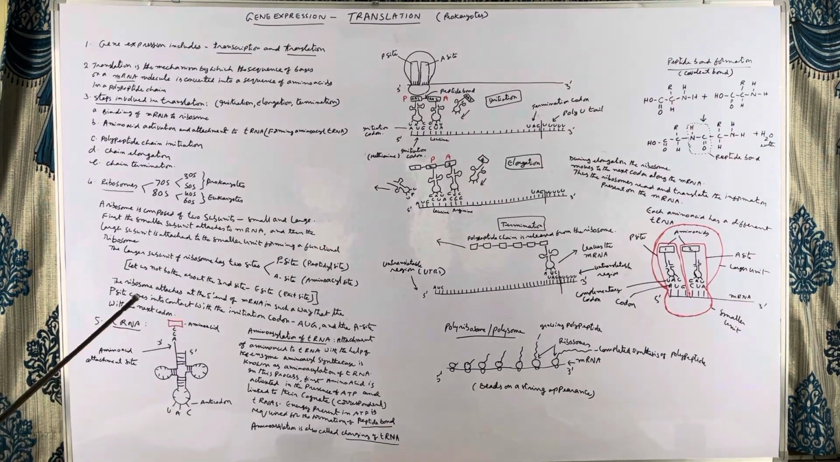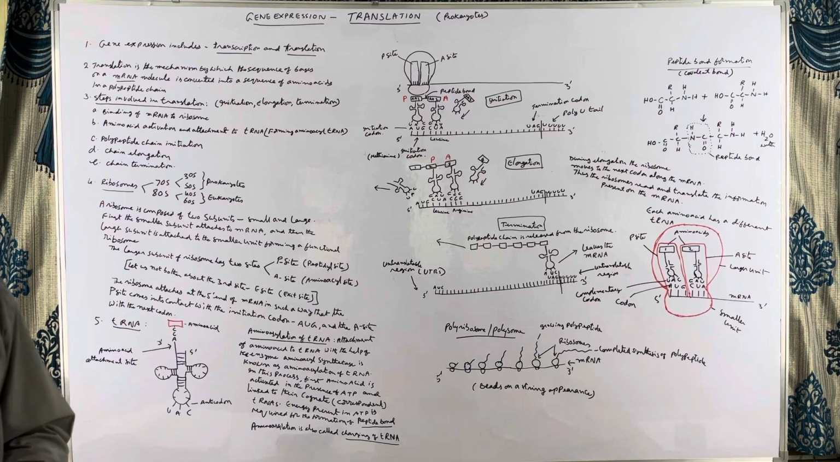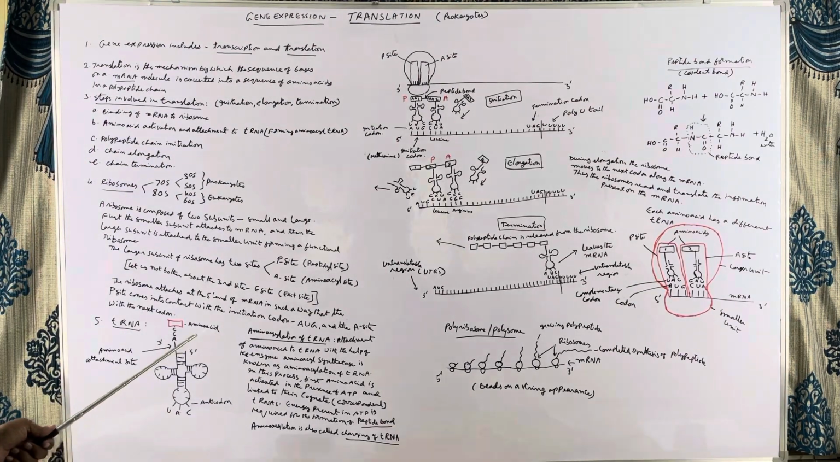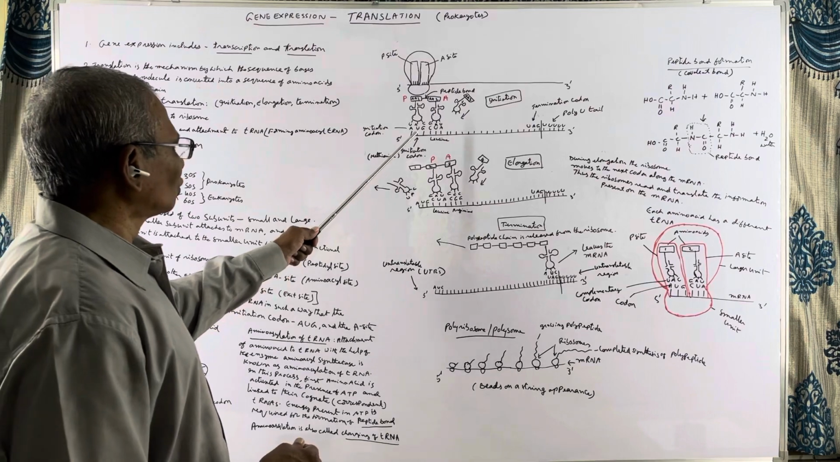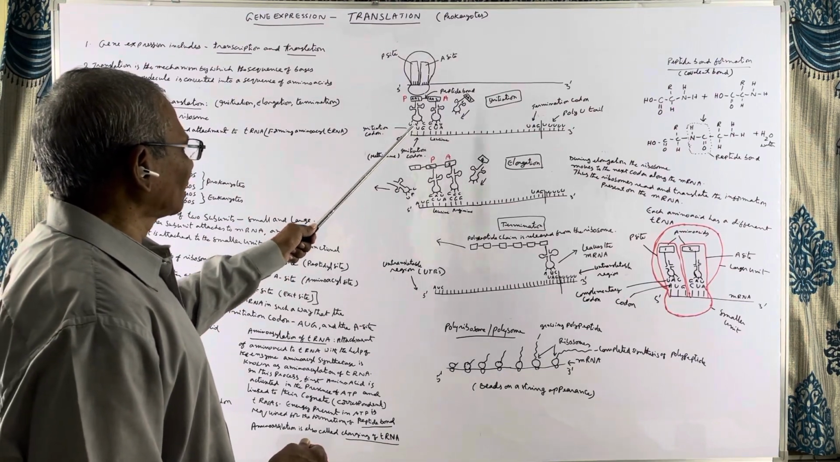Now let us study the structure of tRNA. This is the 3-end, this is the 5-end. tRNA molecule resembles a clover leaf. That's why it is known as clover leaf model. There are two important sites on tRNA which you must remember. One is anticodon site, this one. This is called anticodon loop. This is anticodon. Anticodon is complementary to the codons present on the mRNA.